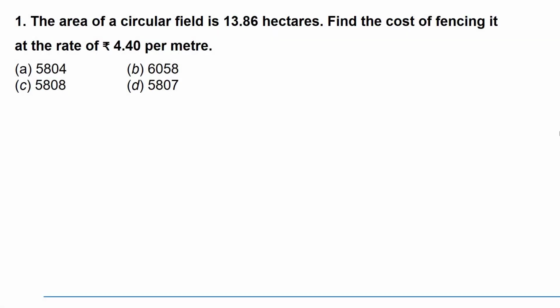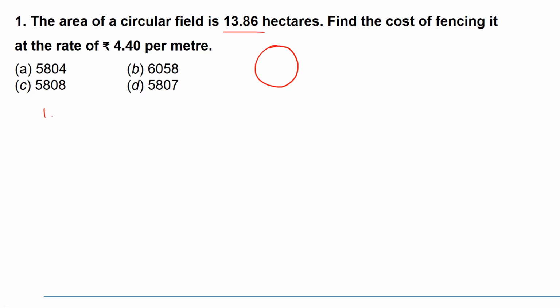The area of a circular field is 13.86 hectares. Find the cost of fencing it at the rate of 4.4 rupees per meter. So to find the cost of fencing, we need to know the circumference of the area. To calculate the circumference, we need the radius. We can find out the radius from this area.